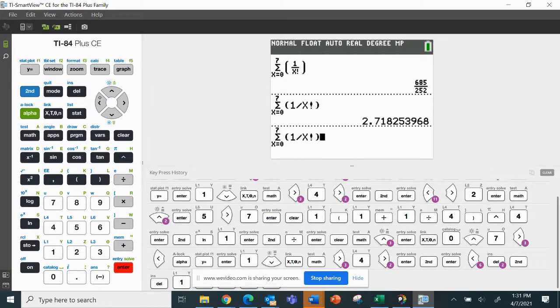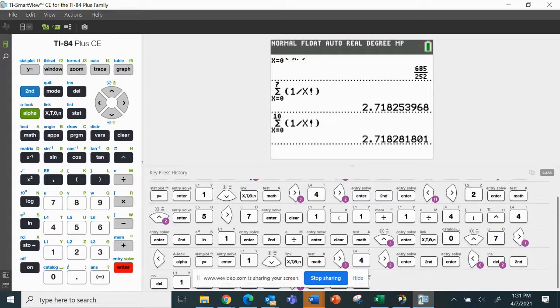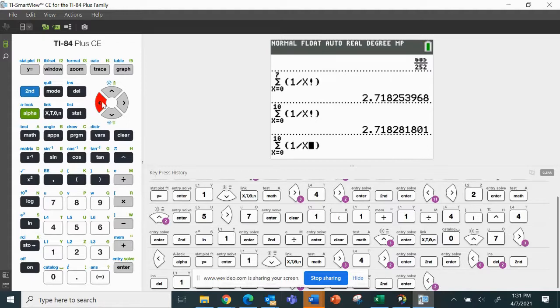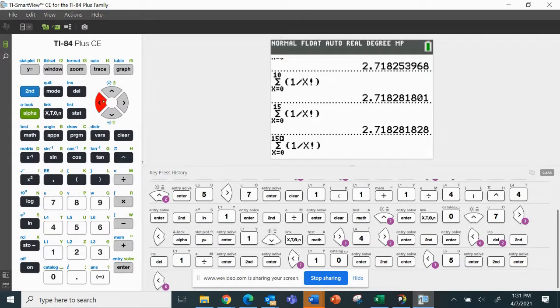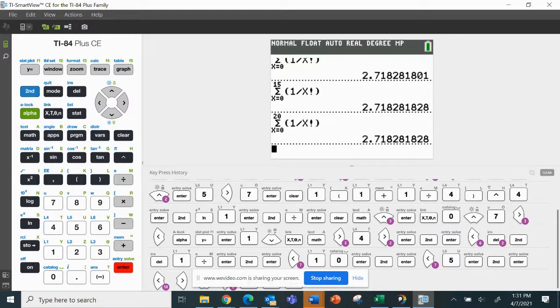I'm going to change that 7 into, how about a 10? Why not? So just add in a few more terms. Okay, and then I will change it again to, I don't know, a 15. And then I'll try a 20. And I just got 2 of them in a row that were the exact same answer.